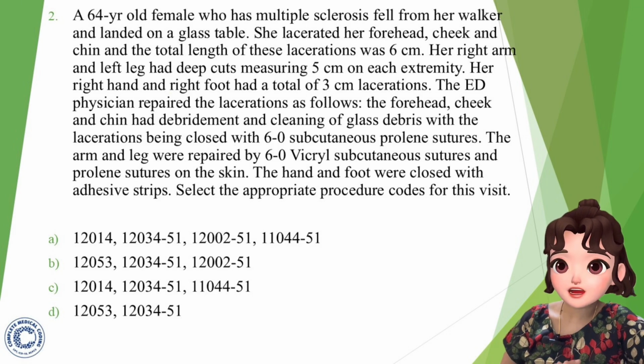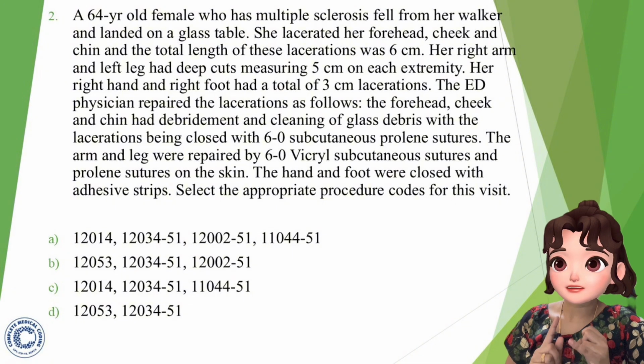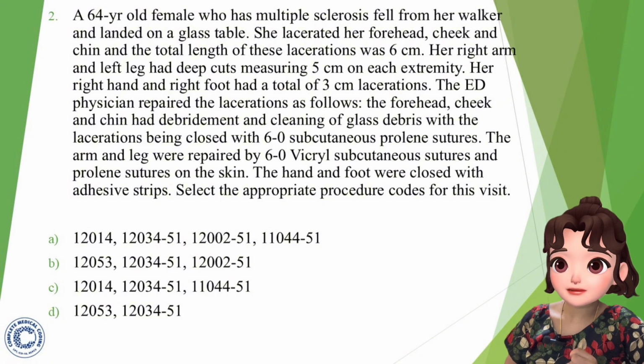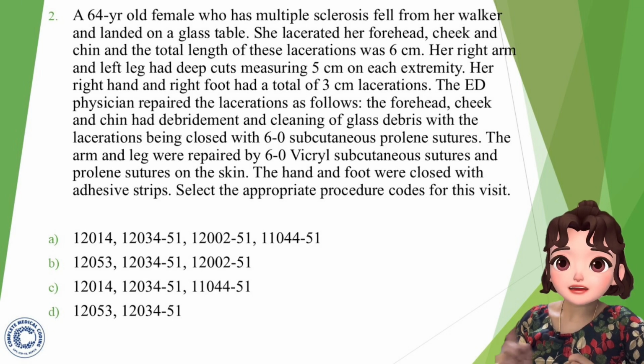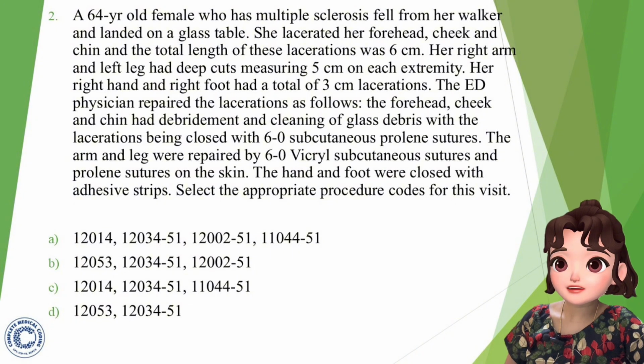See, the ED physician, emergency department physician, did the laceration repairs as follows. The first one, forehead, cheek and chin, had debridement. Okay, and then cleaning of glass, lacerations being closed with 6-0 subcutaneous Prolene sutures. Then the second part is arm and leg. Arm and leg were repaired with 6-0 Vicryl subcutaneous sutures. And then the third one, hand and foot. Hand and foot were closed with adhesive strips.